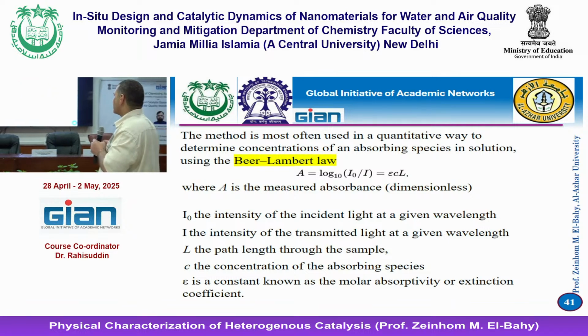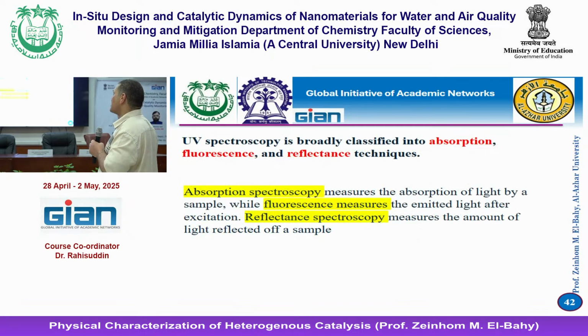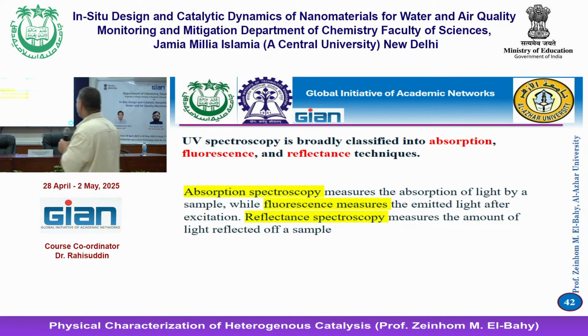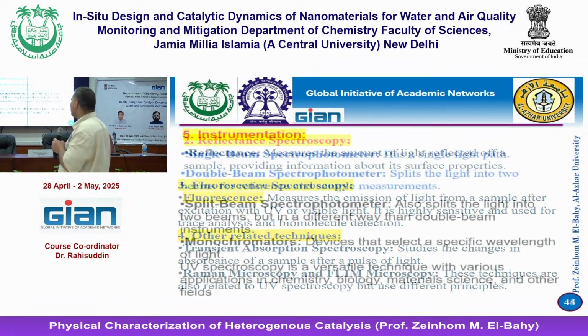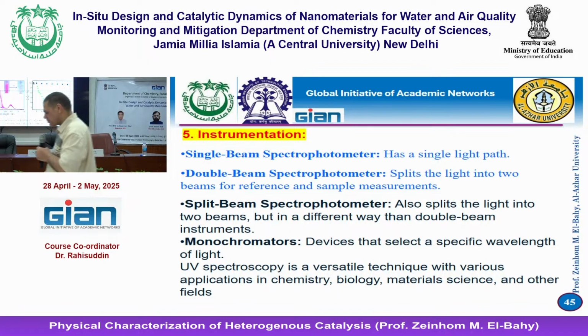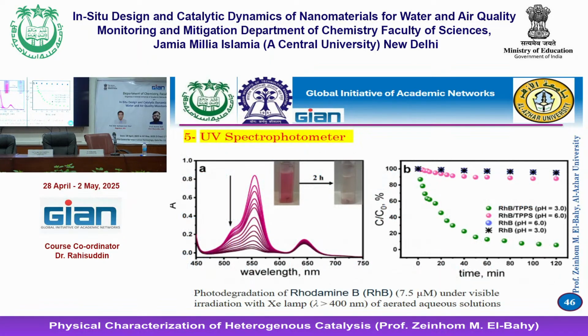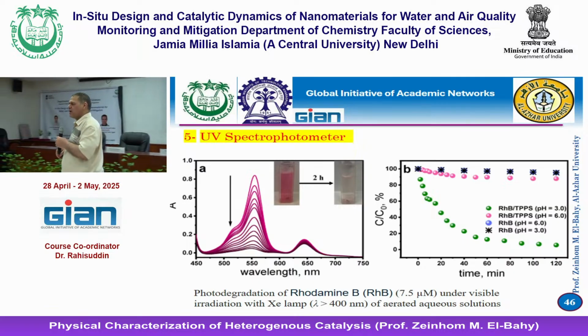Let's go to this. How can we use this technique? It's very useful, and I'll show you how useful it is. UV spectroscopy is broadly classified into absorption, fluorescence, reflectance techniques, and others. Fluorescence measures emission, while the other is absorption or reflectance spectroscopy. This is not our aim here. Instrumentation may be single beam or double beam. I want to go here. This is what you will use in a UV spectrophotometer.